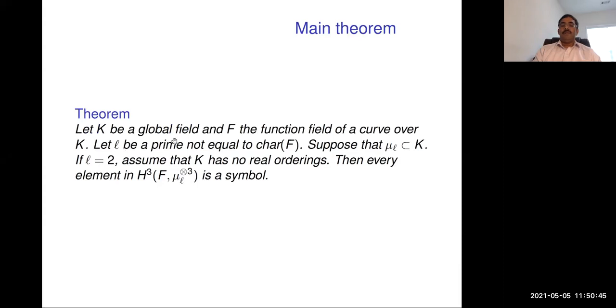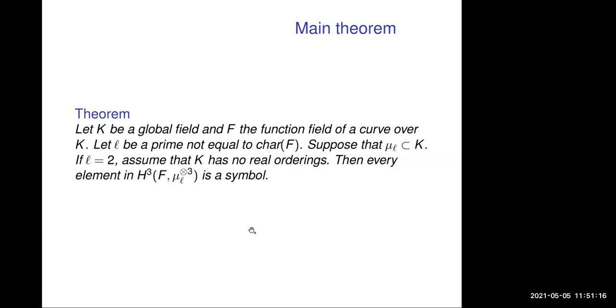So take any global field K and F the function field of a curve over K. Let L be a prime not equal to the characteristic of F, because the global field could have positive characteristic. For the number field case, there's no condition on L. Suppose that mu_L is contained in K, and if L equals 2, assume that K has no real orderings. So in the number field case, we want to assume that it is totally imaginary. Then every element in H^3(F, mu_L^{⊗3}) is a symbol.